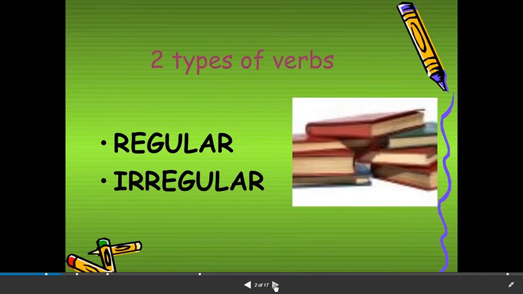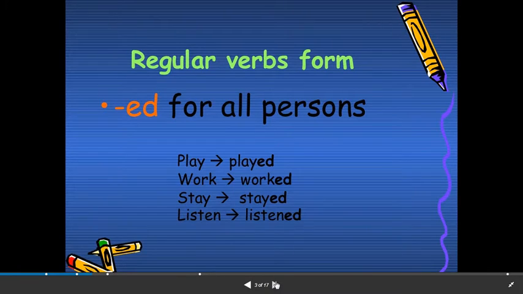Past simple tense. We have two types of verbs, the regular and the irregular verbs. Regular verbs: -ed for all persons. Example: play, played. Work, worked. Stay, stayed. Listen, listened.